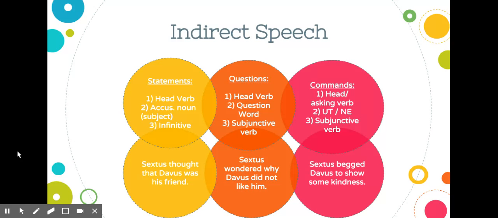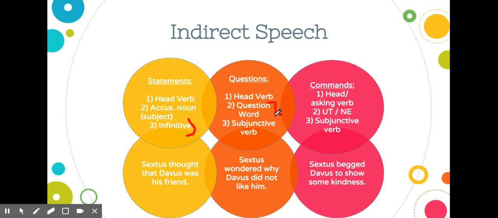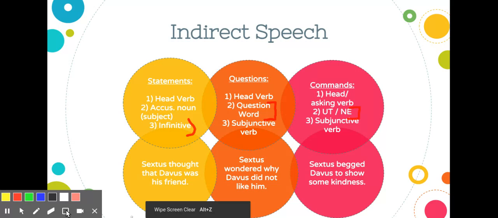So there are 3 very different setups for each of these indirect speech mechanisms. An indirect statement has an infinitive, which neither of the other 2 have. So this is what's unique here. In an indirect question, you have a question word, and that's what's going to be unique there. In an indirect command, you're going to have an ut or a ne, which is the most unique element out of the 3 of them. So just be sure to keep your wits about you when you're translating these mechanisms of indirect speech, because they are different.